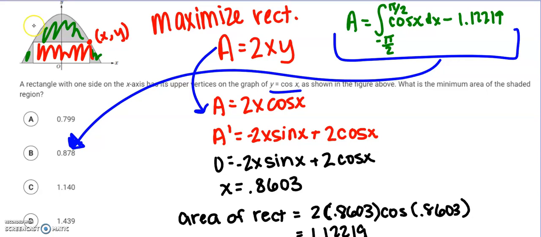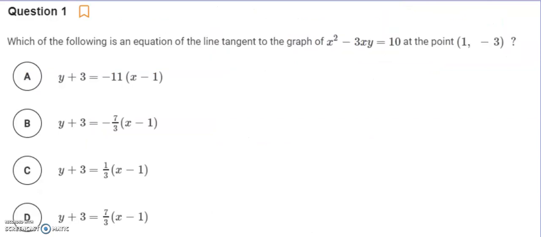So then to find the area of the green combines a different calculus concept, and that would be find the area between negative pi over 2 and pi over 2 of cosine, and then subtract out that maximized rectangle, right? Because if you're trying to find the minimum area of the green, you'd want to cut out the biggest rectangle of red. This was the free response question.